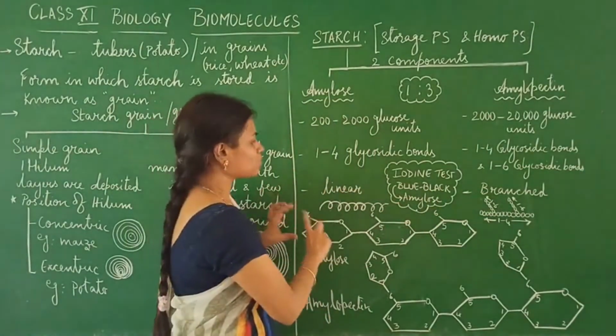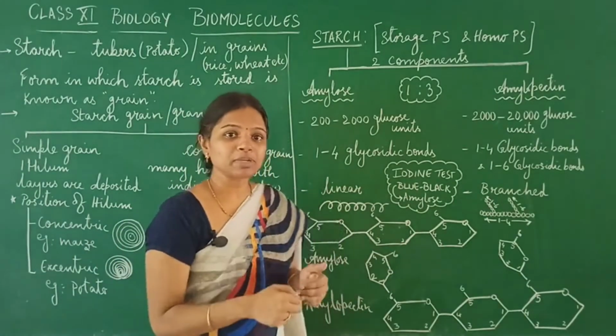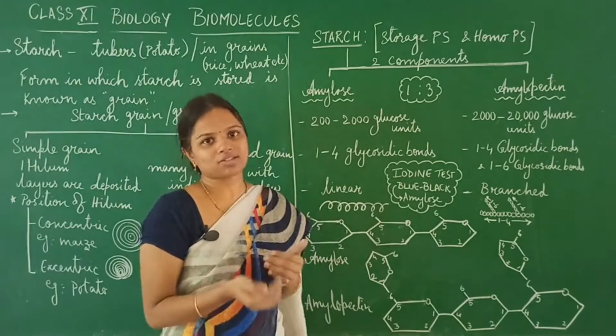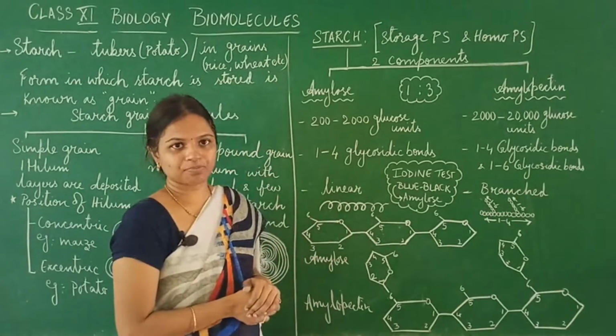Now, amylose is linear. It does not mean that it is in just a straight line. It appears in a slightly coiled structure. So, this is how it actually appears.